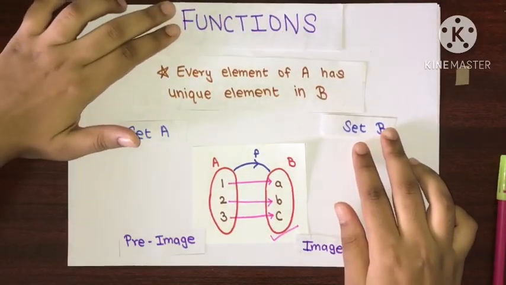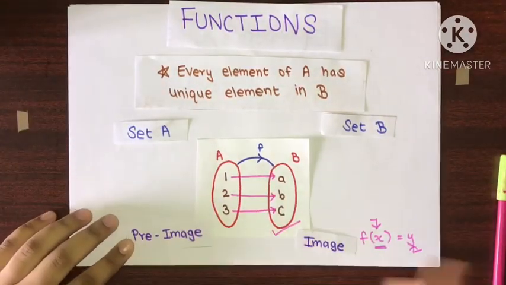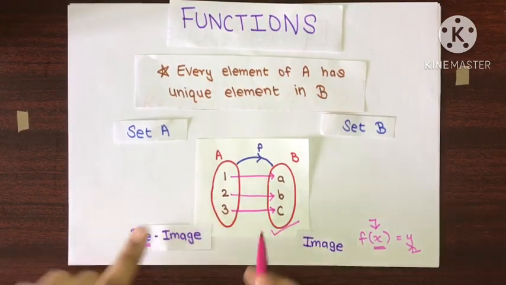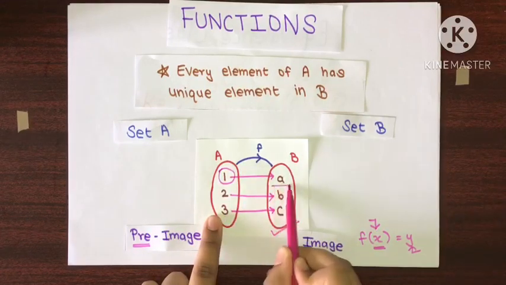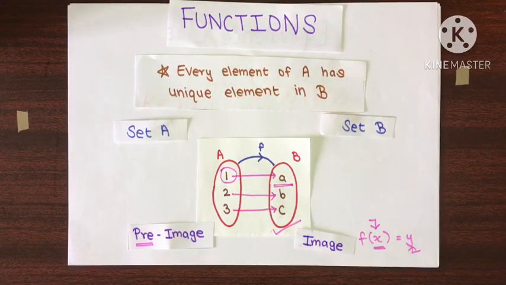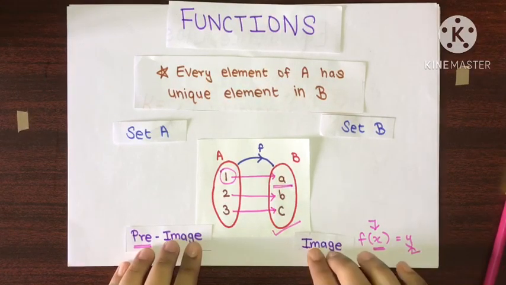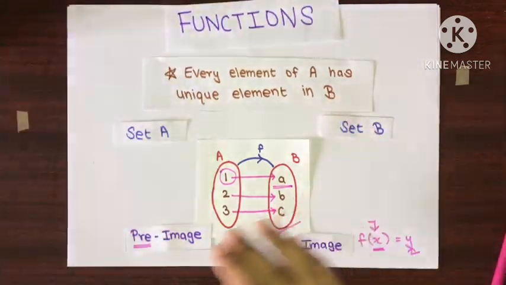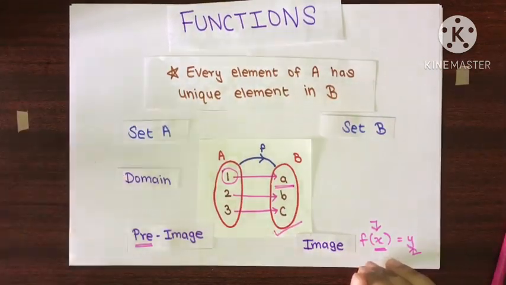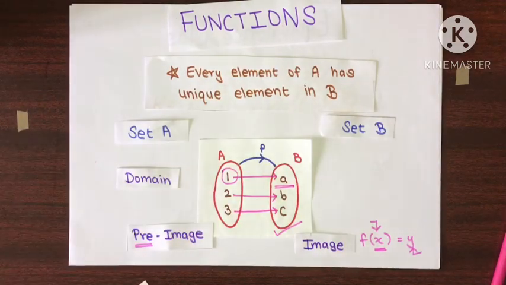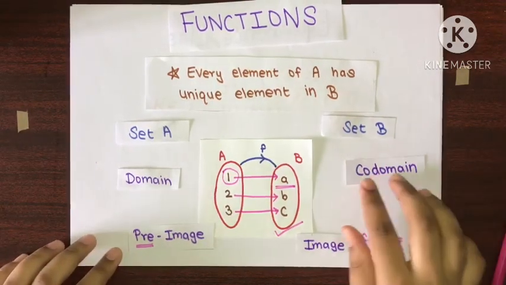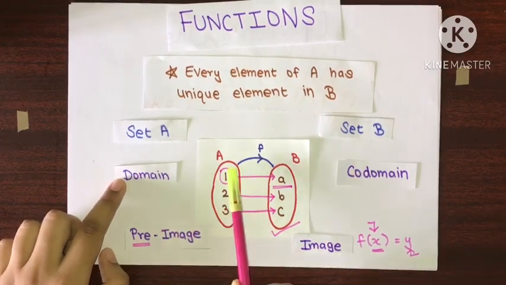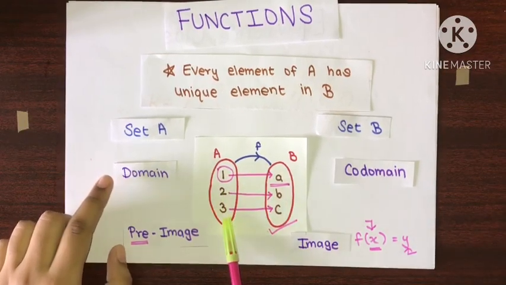Just think of it this way, all right? When I have something like pre, this is a prefix. Whenever I have pre, it means coming before. So this comes before your image. That's what this is, all right? And I also have a few more words that I can use to talk about set A and set B in this example, which are domain and codomain. All the elements in your set A will be called your domain. So in this case, your domain will consist of 1, 2, and 3.